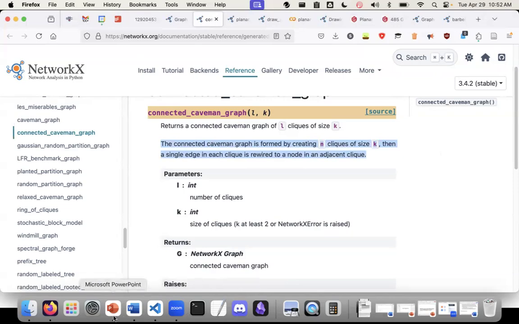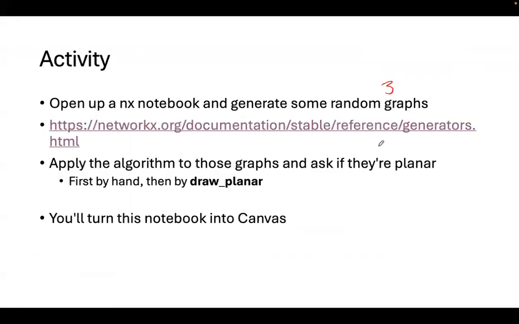Okay, so that's your first task: to generate 3 random graphs, do it by hand, and then draw it and test if it's planar. So do that. I'll give maybe, depending how long it takes, 5-10 minutes. And then we'll come back and do more. So I'll let you keep working on that.